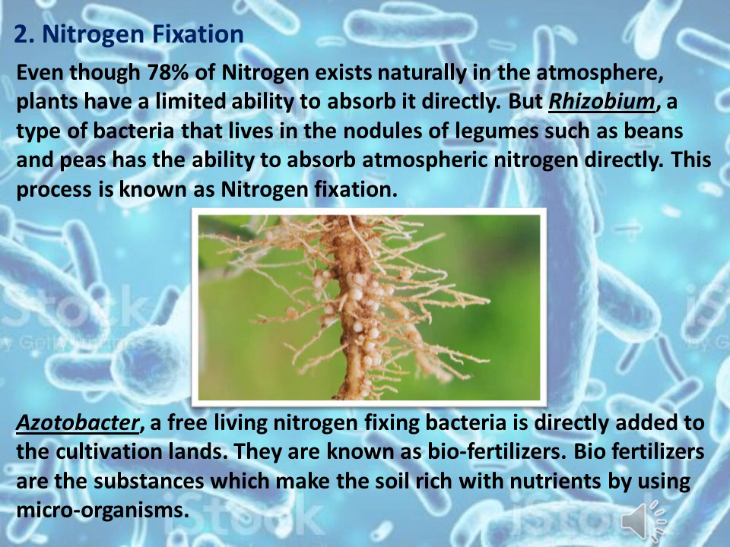Nitrogen fixation. Even though 78% of nitrogen exists naturally in the atmosphere, plants have a limited ability to absorb it directly. But rhizobium, a type of bacteria that lives in the nodules of legumes such as beans and peas, has the ability to absorb atmospheric nitrogen directly. This process is known as nitrogen fixation.